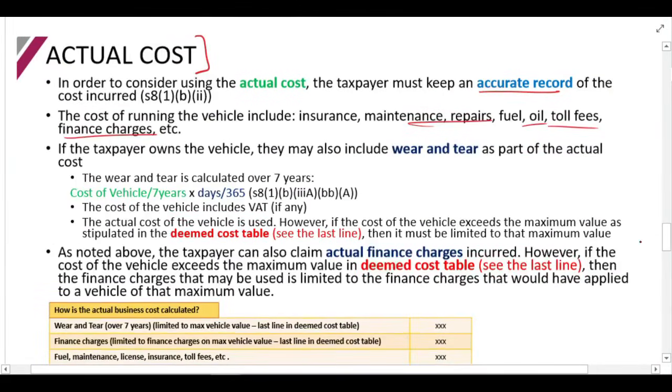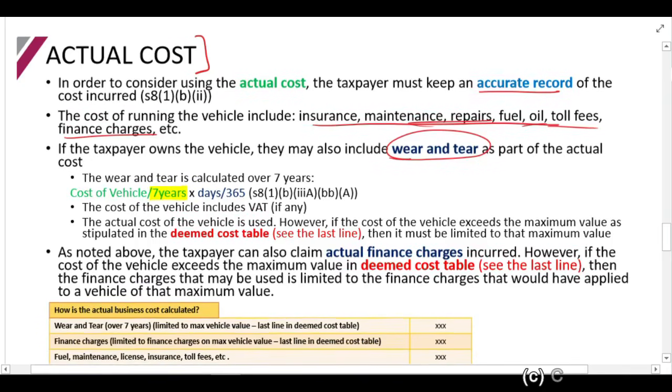So the actual cost is only available if you kept the record. Then you have the choice of using the deemed cost or the actual cost. If you don't have the actual cost, you can only use the deemed cost. So guys, it's all the cost of running the vehicle, but you are also allowed to include wear and tear on the vehicle. Important, for travel allowance, the vehicle's wear and tear is calculated over 7 years.